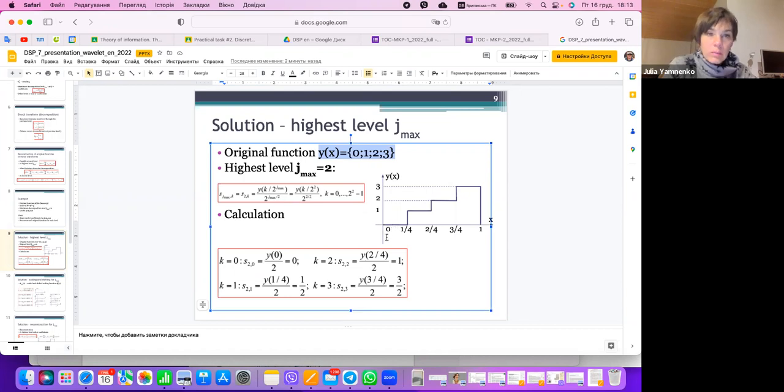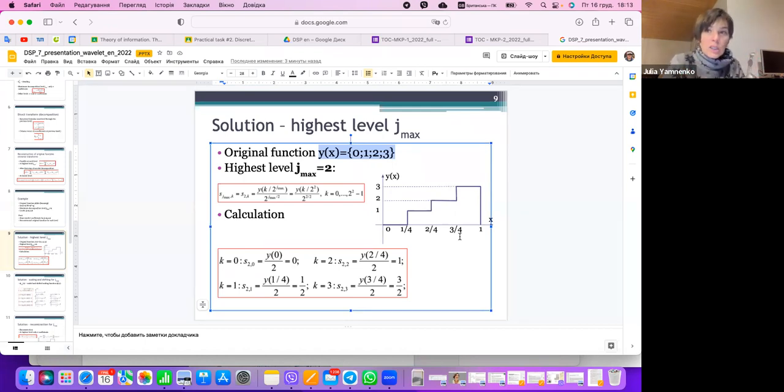Actually, one more important thing: it doesn't matter how many digital values we have in the original function. In any case, we have to represent all these values in an interval with duration 1. If we have, for example, 4 values like here, we just put them inside the interval 1. If we had 1024, for example, we still have to put them together inside the interval 1.